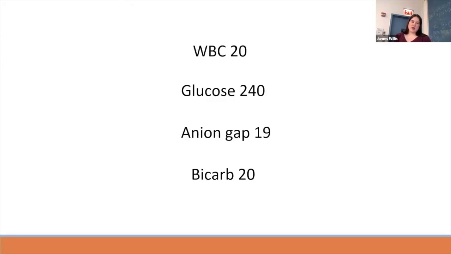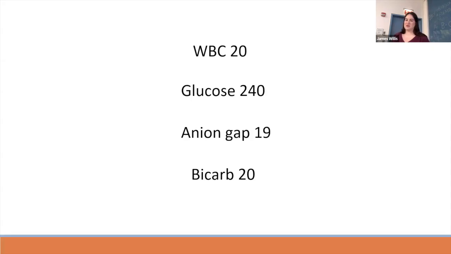Labs come back, he has a white count of 20, his glucose is 240, his anion gap is 19, his bicarb is 20. So we're sitting there overnight saying, is this DKA? Is this new onset diabetes? Is this due to the Dex? But he vomited up the Dex immediately. How much could he have absorbed?